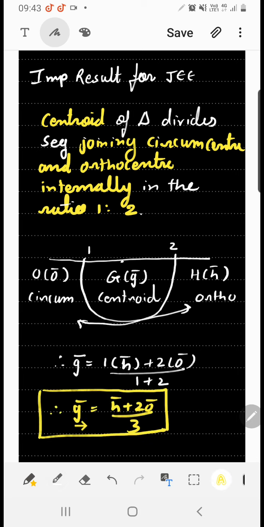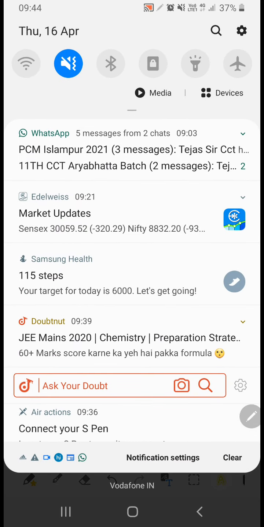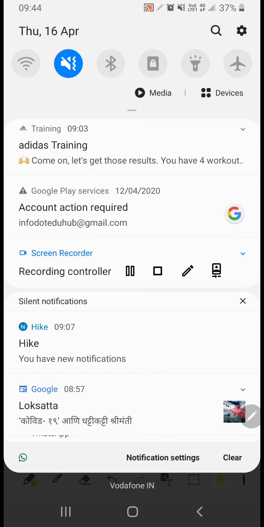I repeat here, please don't memorize H and O. In questions they will change the names of the points, they can say P, Q, R, S. So rather than remembering letters, remember who divides, centroid, to whom it divides, circumcenter and orthocentre, in what ratio, 1:2. Remember that statement itself. Okay, so with this we come to an end. The sums based on this will be discussed in the next video.